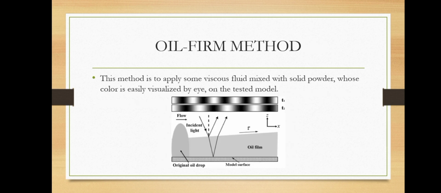Oil flow method. This method is to apply some viscous fluid mixed with solid powder whose color is easily visualized by eye on the test model. As you can see in the picture at the bottom side.